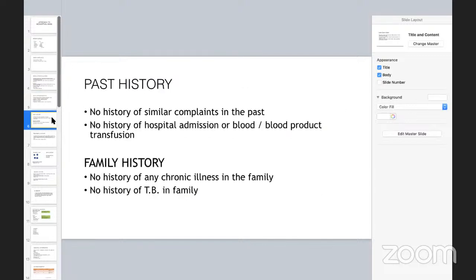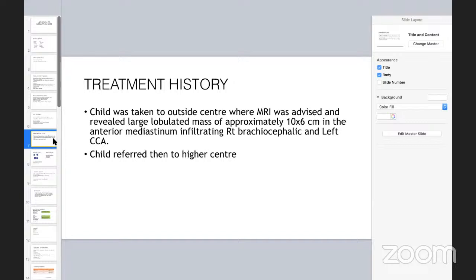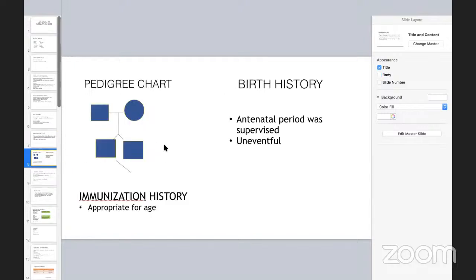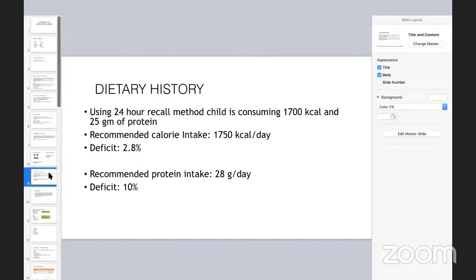There was no history of similar complaints in the past, no history of any hospital admission or blood product transfusion. There is no history of any chronic illness in the family, no history of TB contact in the family. The child with such complaints was taken to an outside center where an MRI was advised, which revealed a large lobulated mass of approximately 10 into 6 centimeter size in the anterior mediastinum, infiltrating right brachiocephalic and left common carotid artery. The child was then referred to the higher center. According to the pedigree chart, the child has a younger sibling, has been immunized appropriate for age, and the antenatal period was supervised and uneventful.